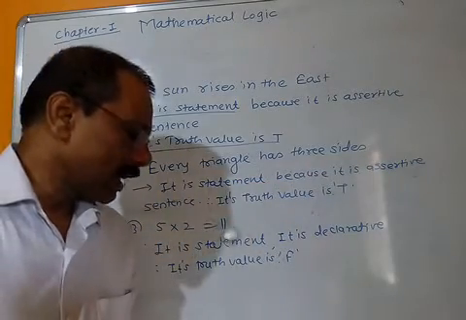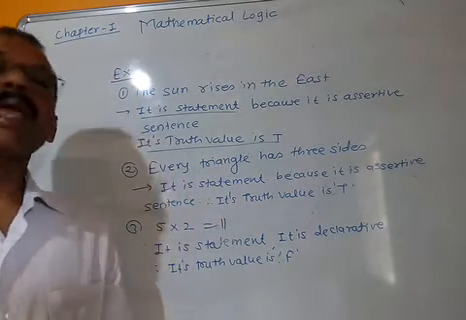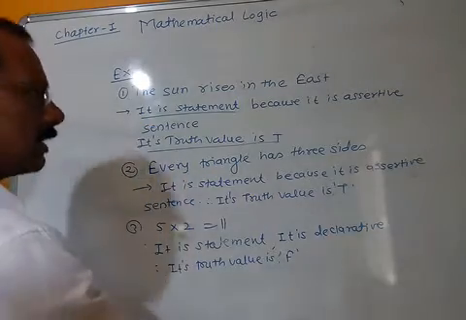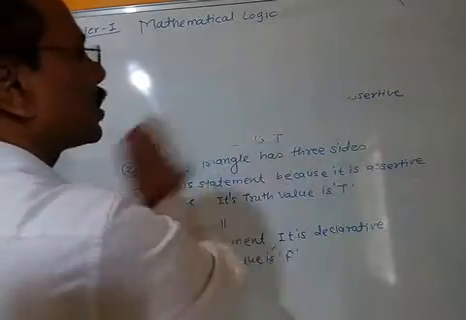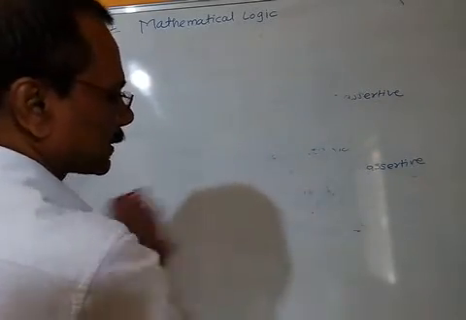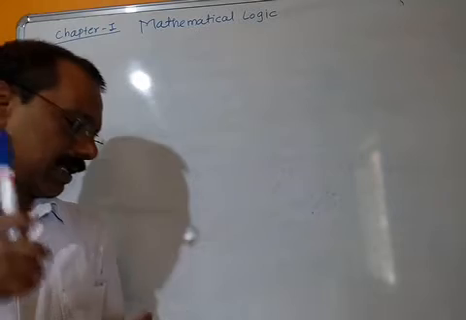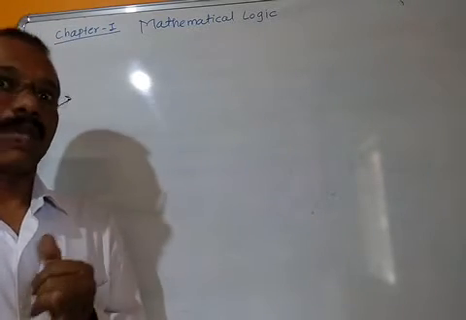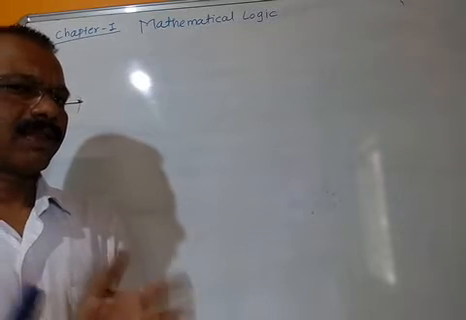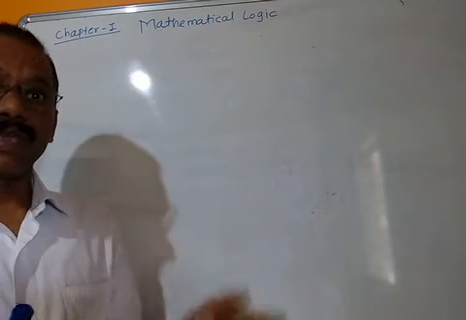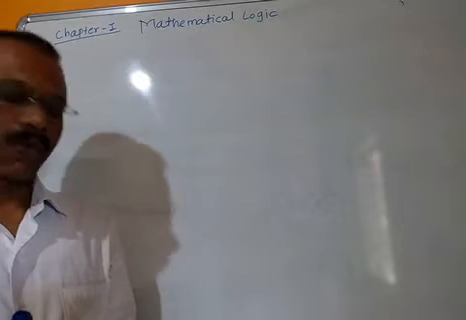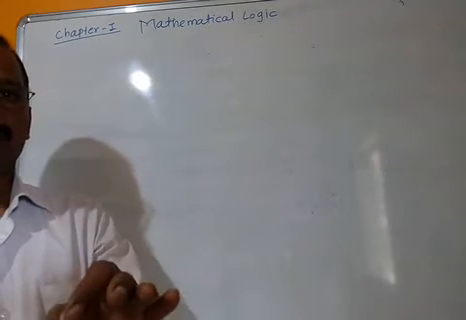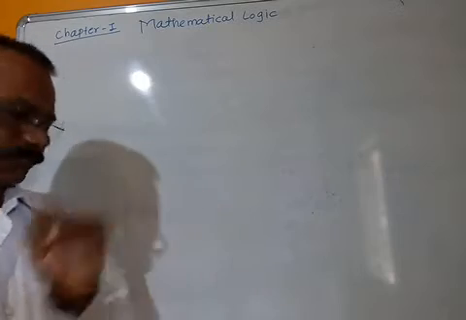Look at this. Every equilateral triangle is an equiangular triangle. Equilateral means three sides are congruent, and equiangular means three angles are congruent. So every equilateral triangle is equiangular. Is it true or false? It is true.